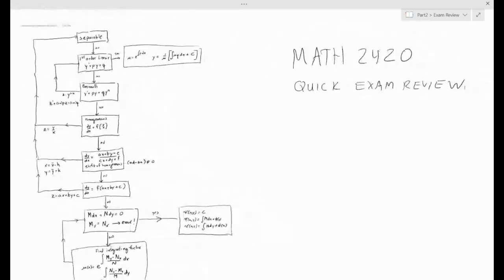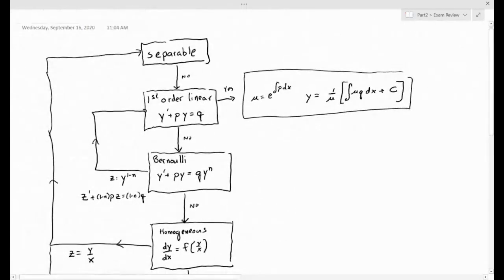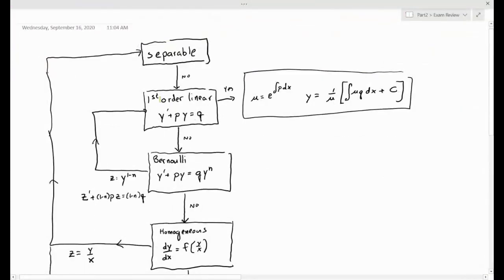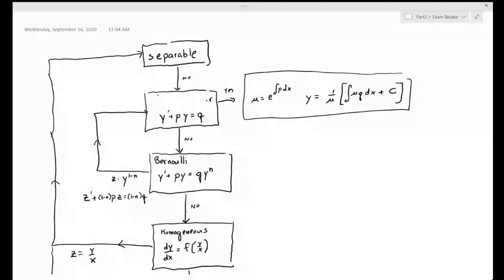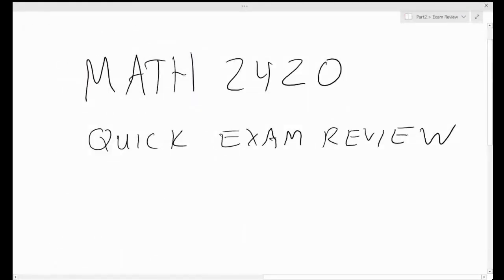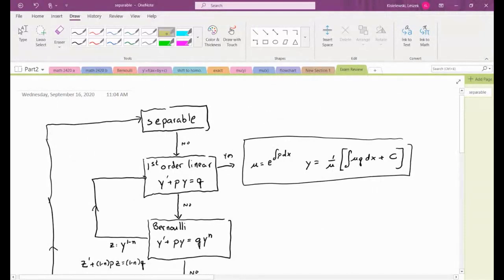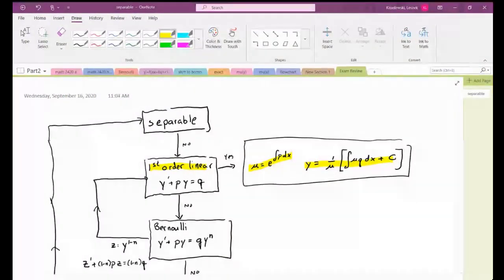So you should be able to create some sort of, say, flow chart where your first order differential equation might be separable. And if it's not, you might check whether it's linear or not, and then know exactly the procedure to use in case it is linear. So you'd want to find an integrating factor and then apply the formula. Okay.